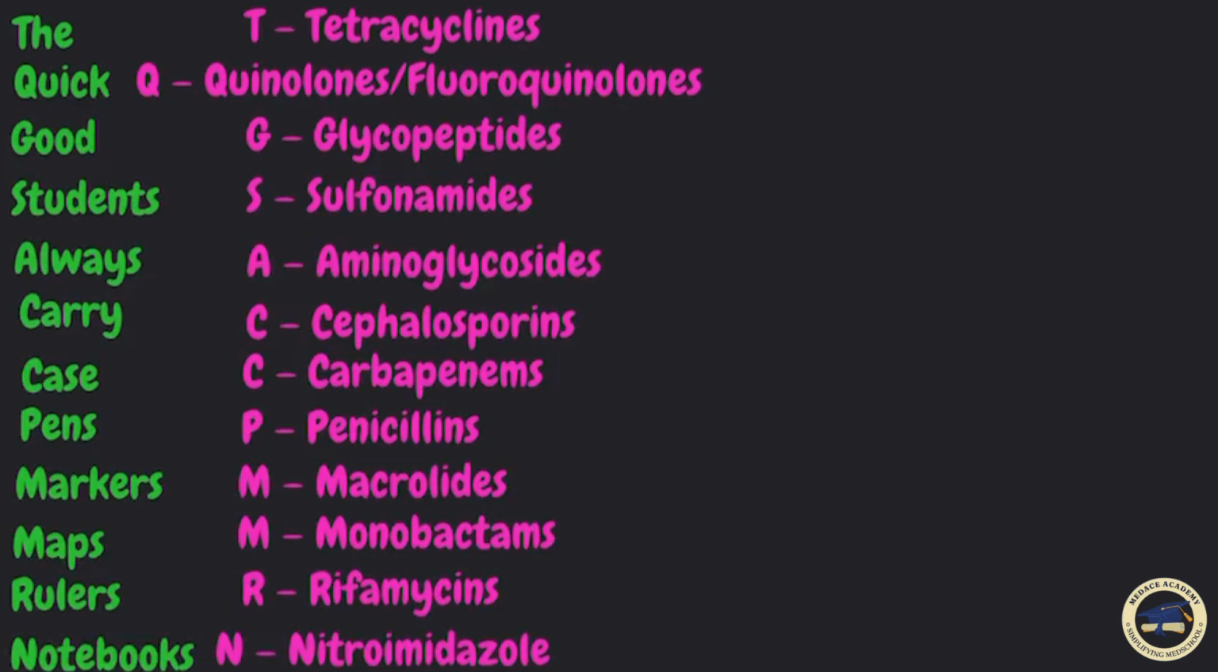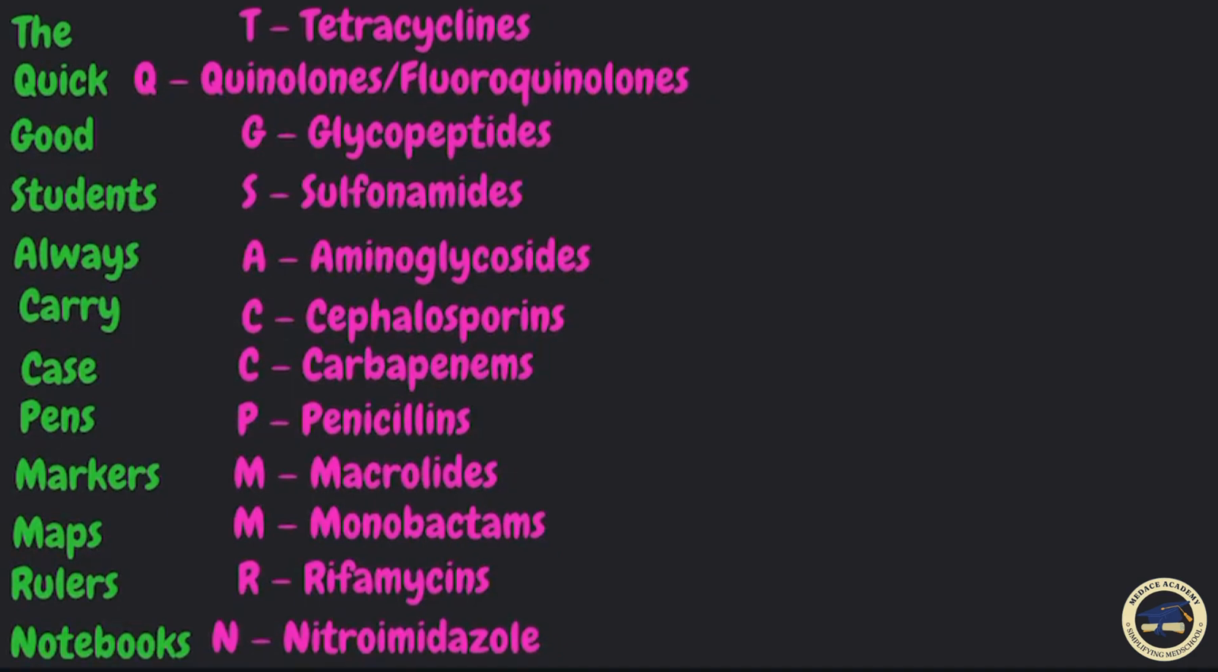Good, that's glycopeptides. Students, that's sulfonamides. Always, that's aminoglycosides. Carry, that's cephalosporins. Case, that's carbapenems. Pens, penicillins. Markers, macrolides. Maps, monobactams. Rulers, rifamycins. Notebooks, nitroimidazoles. Okay, let's now look at examples of these classes and what type of bacteria they work against.